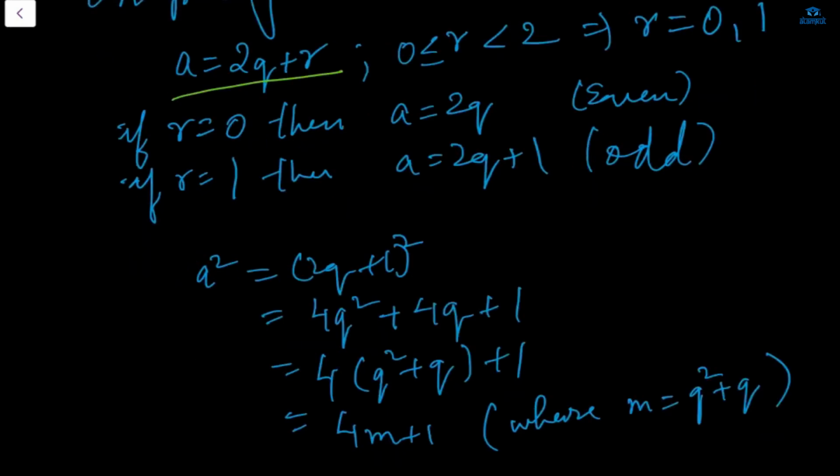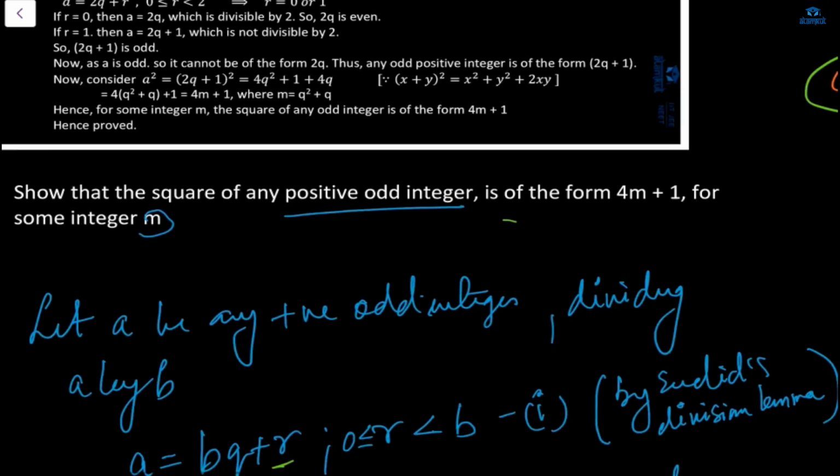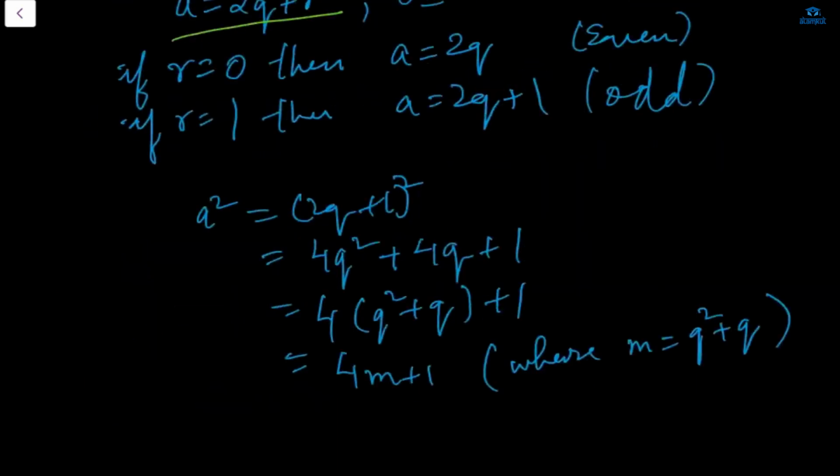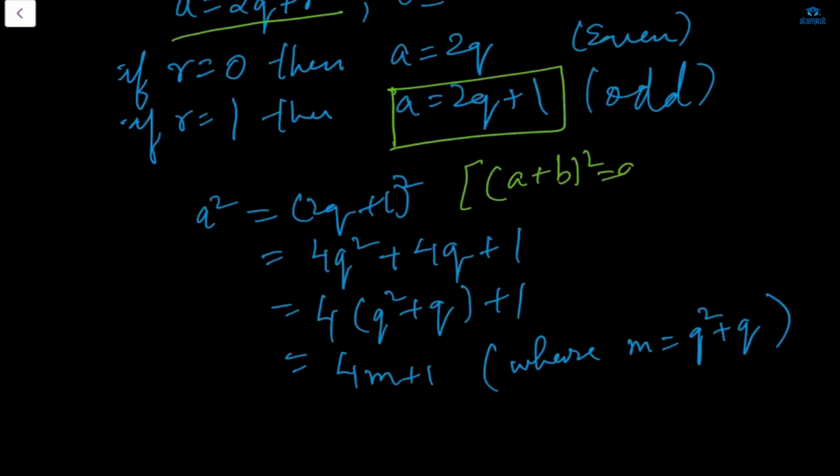Now it was given in the question to square any positive odd integer and represent it in the form of 4m plus 1. So we got an odd number, A is equal to 2q plus 1. So we are going to do the square. A square is equal to 2q plus 1 whole square. You open it with the formula (a plus b) whole square is equal to a square plus 2ab plus b square.